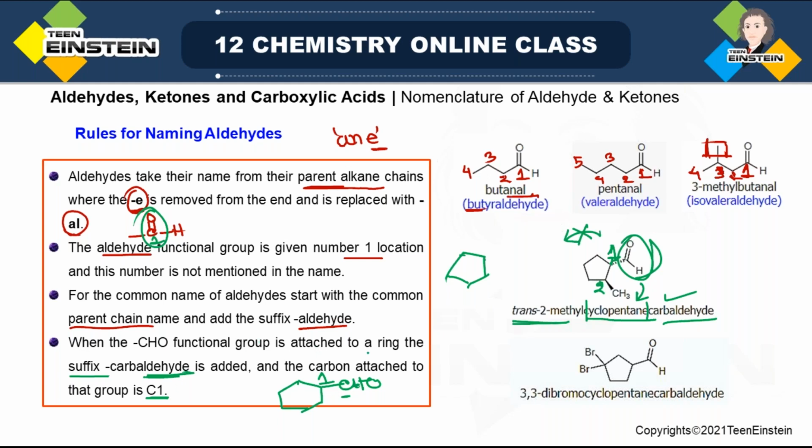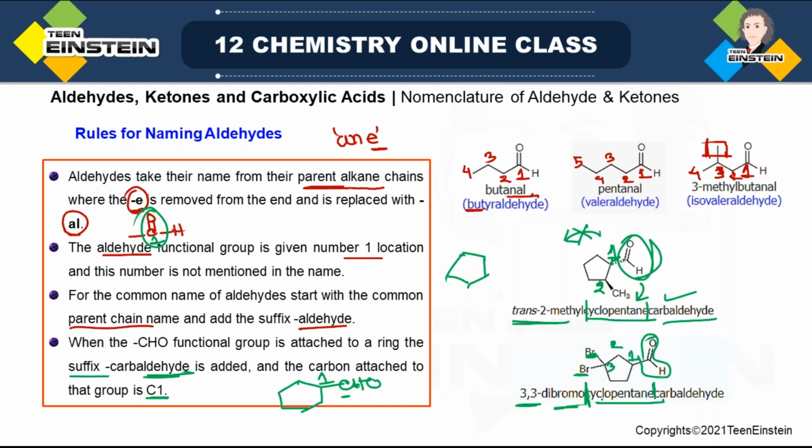So when the CHO group is attached to a ring, the suffix carbaldehyde is added and the carbon attached to that group is C1, not the carbonyl carbon. Similarly, in the next picture we again have a 5-membered ring. This is the CHO group, so this will be carbon number 1. Now you will move in this direction, because if you do so, bromine will get the minimum number possible. So 3,3, and you write it 2 times because 2 bromine substituents are there. Dibromo, then cyclopentane.